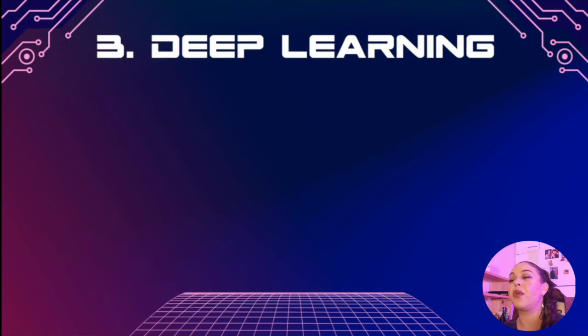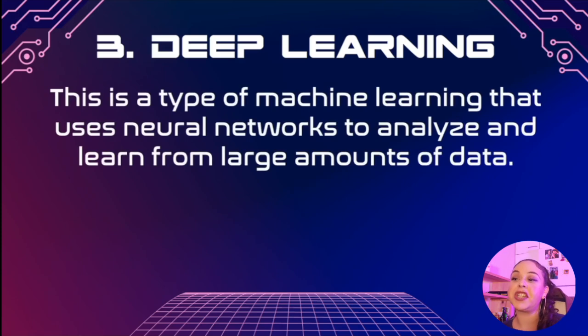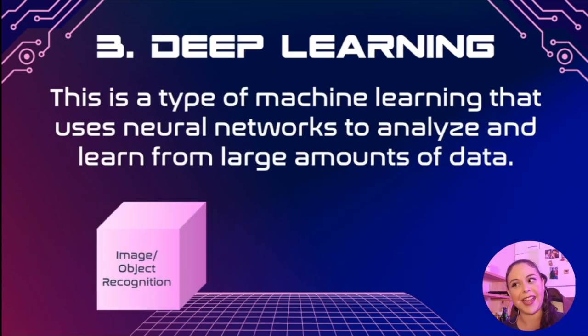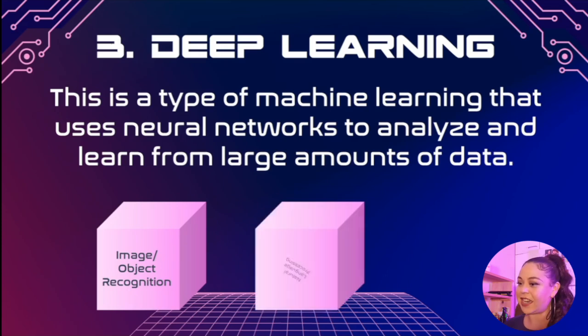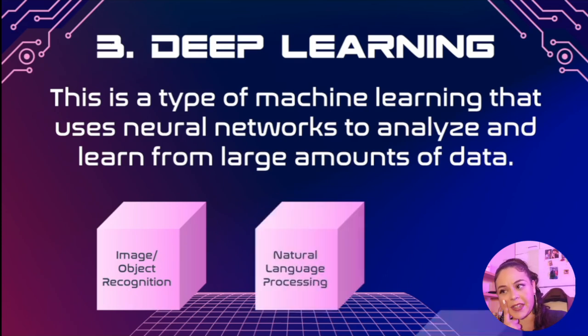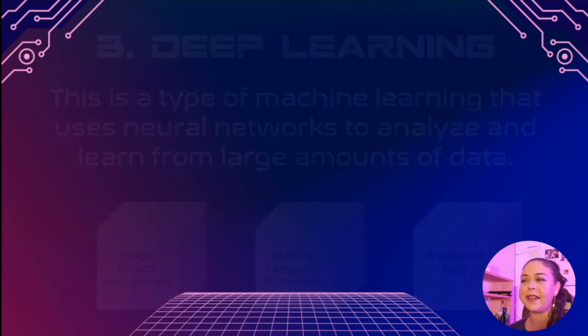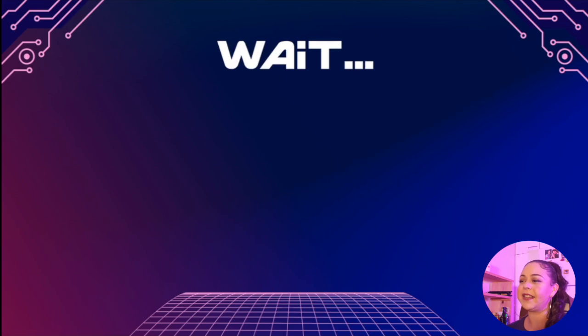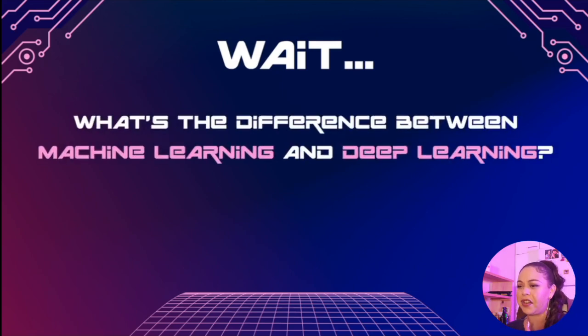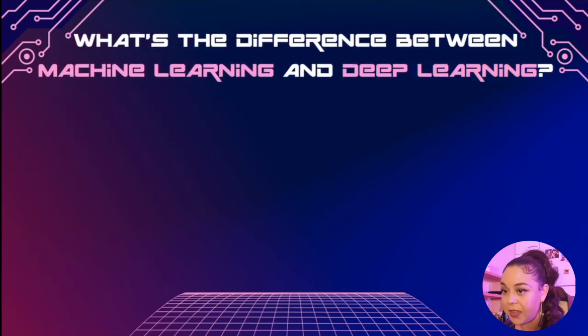But let's talk about now deep learning. This is a type of machine learning that uses neural networks to analyze and learn from large amounts of data. And what does that mean? And what are some use cases? Well, we have, again, image object recognition. Oh, natural language processing again. Oh, predictive text again. And that might make you think, wait, what's the difference between machine learning and deep learning? Like they're both types of AI, right? And so that's what I'm going to break down for you here.